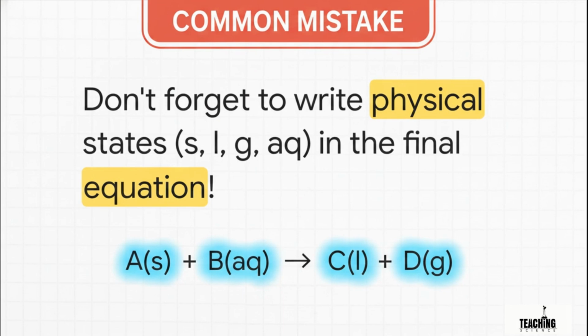Please look at this common mistake warning. Year after year, I see brilliant students perfectly balance a massive equation only to lose an easy half mark because they just forgot to write the physical states. So always double-check your final answer. Did you include the small s for solid, l for liquid, g for gas, and aq for aqueous? Those tiny little details are exactly what make your chemical equations scientifically accurate and board ready.